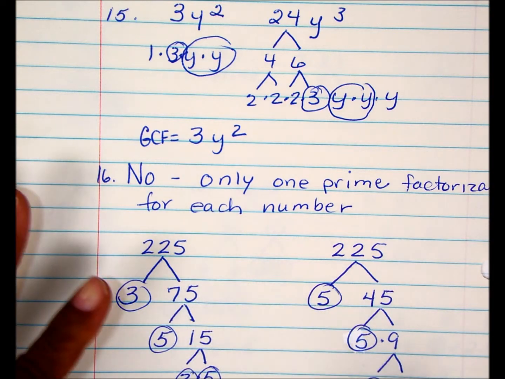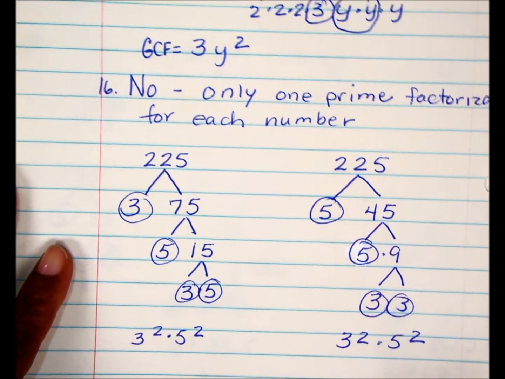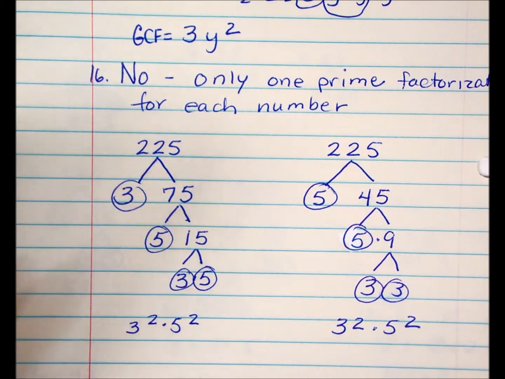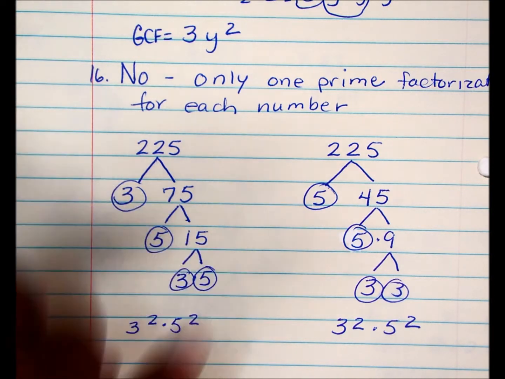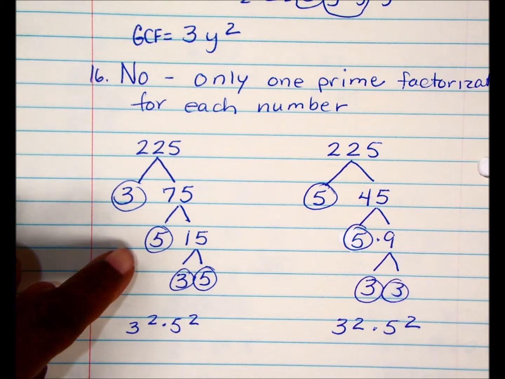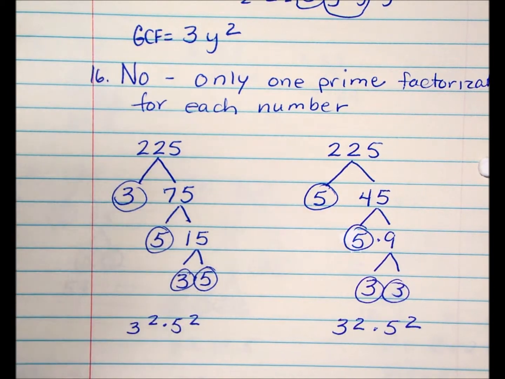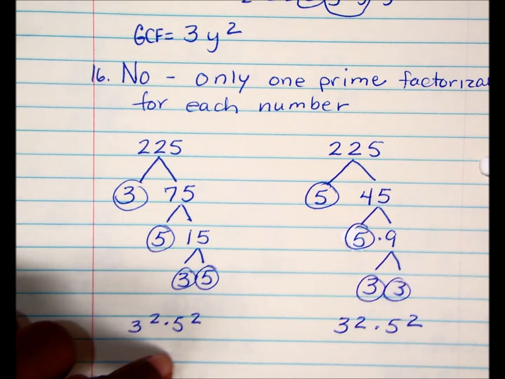So I did the example so you could see it. We started here with 3 times 75. 3 was prime. 75 was 5 times 15. And then that divided into 3 times 5. And so we got 3 squared times 5 squared.